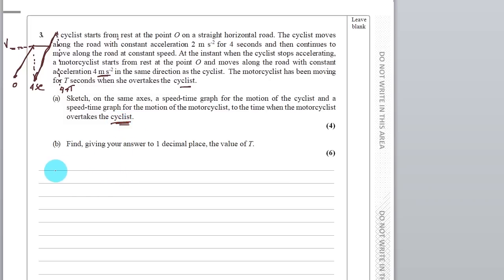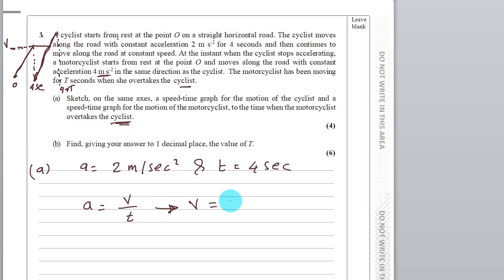So we need to find v. Let us solve this question before we start to draw. We have the acceleration a of the cyclist equal to 2 meters per second squared, and the time is equal to 4 seconds. So a is equal to v divided by t. From here v is equal to 4 multiplied by 2, which is equal to 8 meters per second.